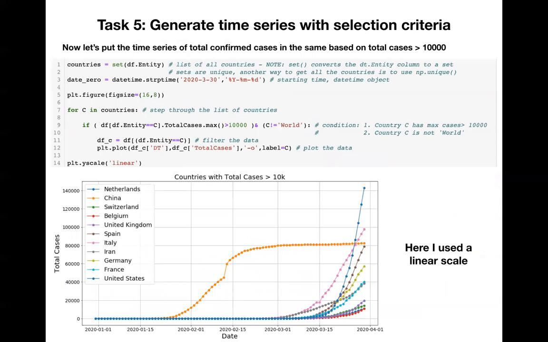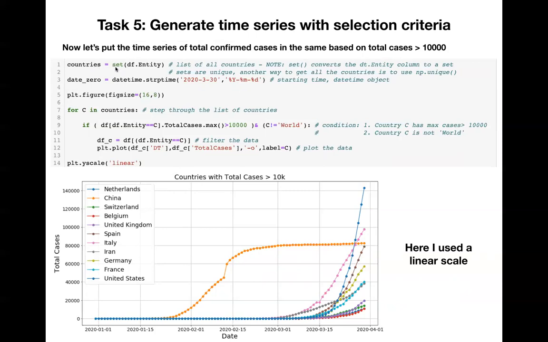So we can also set other criteria. For example, I specified the 7 countries that I want to look at, but now if I want to look at countries that have confirmed cases greater than 10,000, it's the same idea. So I need to loop over all the countries, find out the countries that have cases greater than 10,000, and plot those ones. Right, so how am I going to do it?